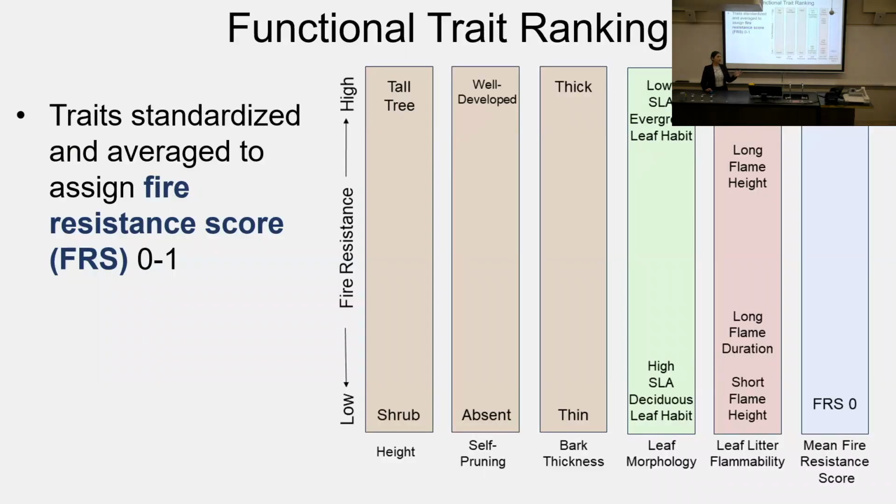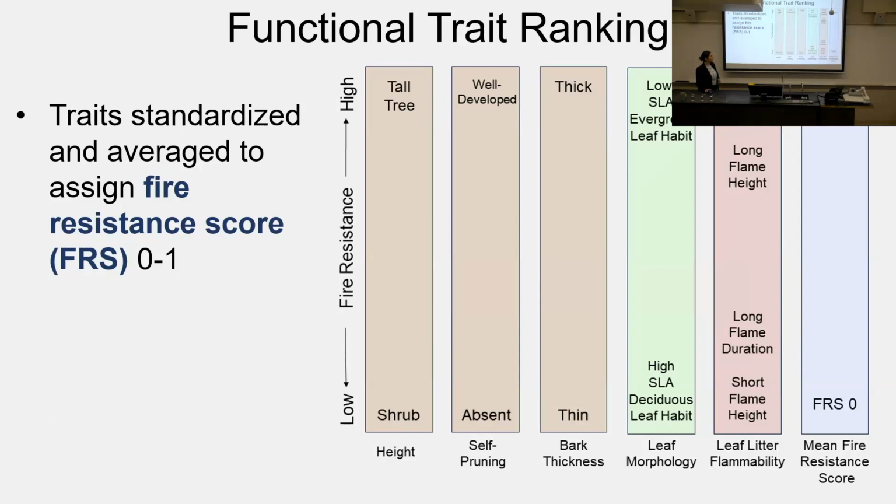So now that gets us to the functional trait ranking system that we created in this study. We have our 7 traits, but they were added up differently. We took the traits, standardized them, and averaged them to then assign a fire resistance score from 0 to 1. 0 meaning low fire resistance, so the species possesses traits that do not promote above ground survival, versus a fire resistance score of 1, where the species possesses traits conducive with higher fire resistance, having traits that promote survival.